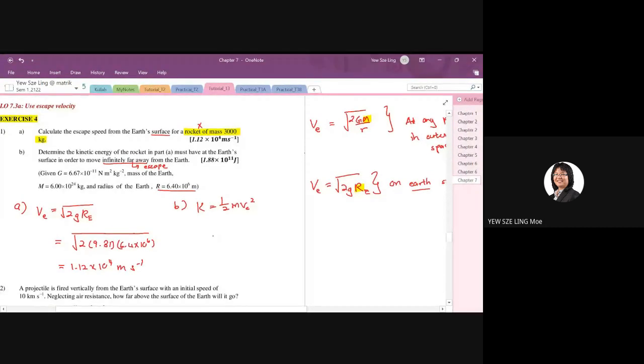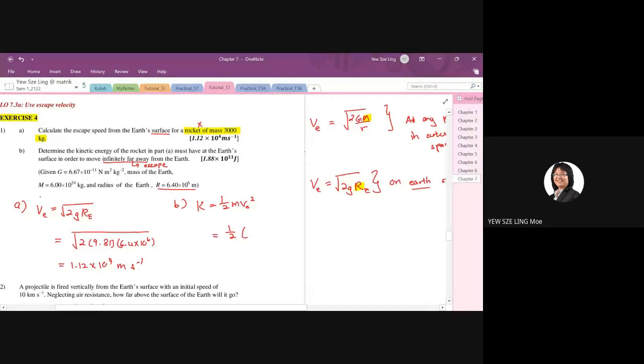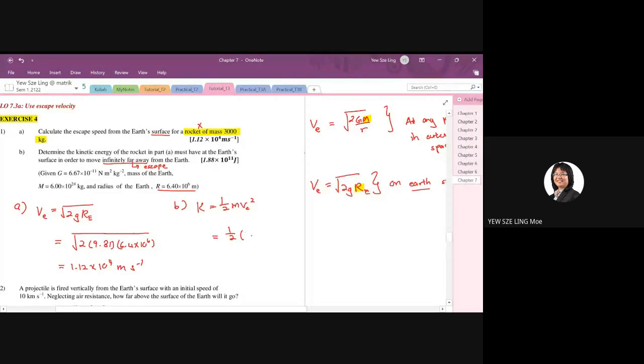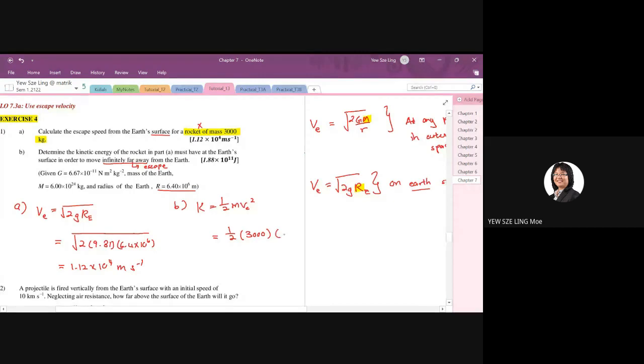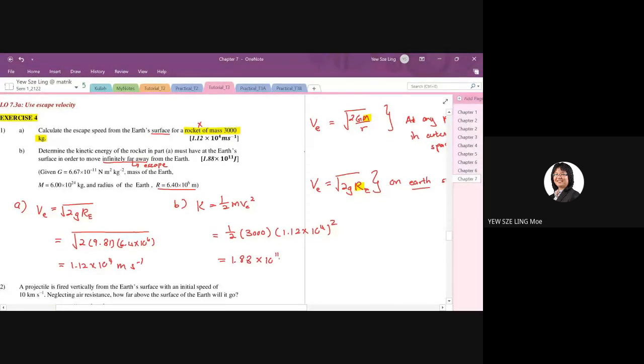m v_e squared, which is then equal to 1 over 2 the mass of the earth, which is a 6. No, not 6. When it comes to this m, now you have a small letter m. Small letter m means you're going to look at the rocket. So m is 3000 kg. Kinetic energy belongs to the object that is moving, and the object that is moving is our rocket. So we use 3000 times v squared, so we have 1.12 times 10 to the power of 4 squared. So it is equal to 1.88 times 10 to the power of 11 joules.